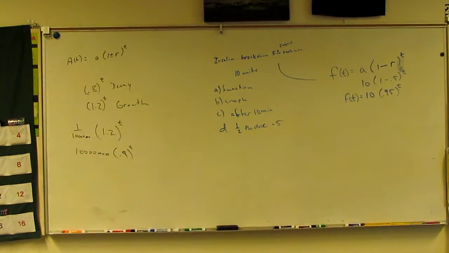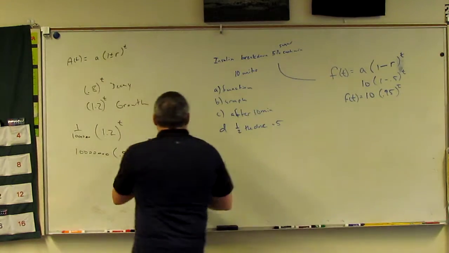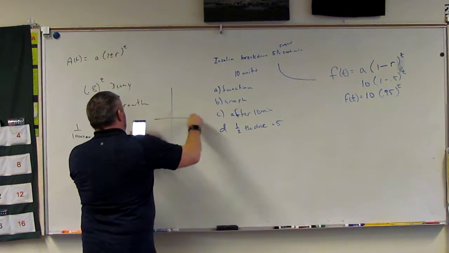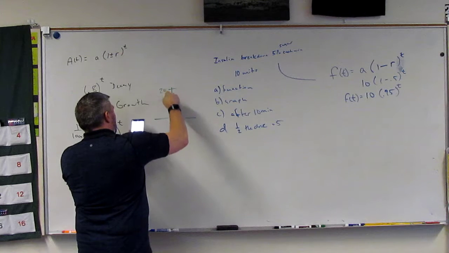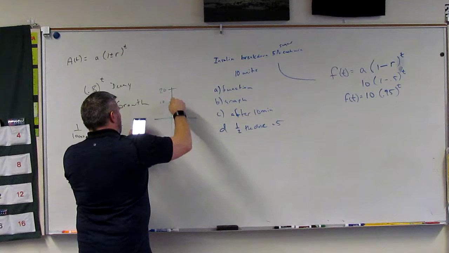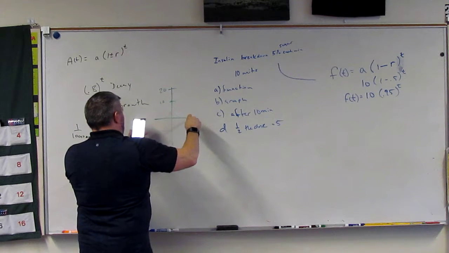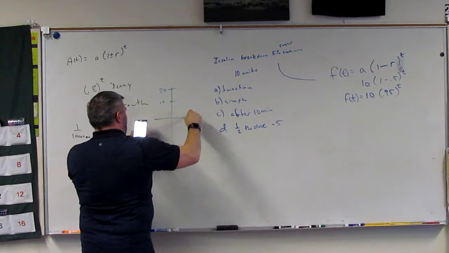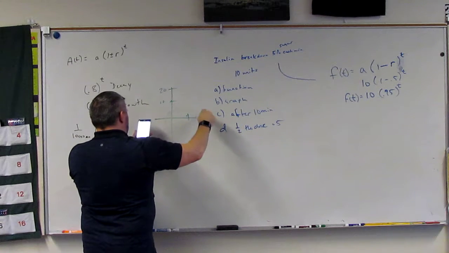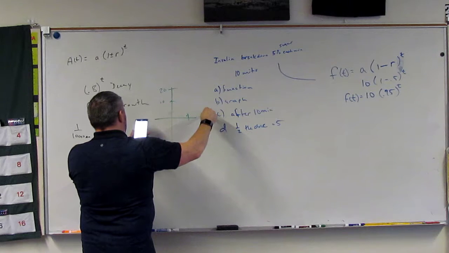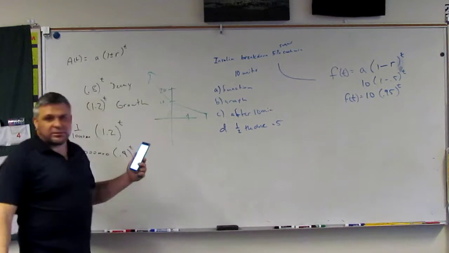We wanted the graph. Okay, this is our graph. And at 10, we're coming through here. And then at 20, we're going to come down a little less than a quarter. So right about here. Okay, so that's our graph.